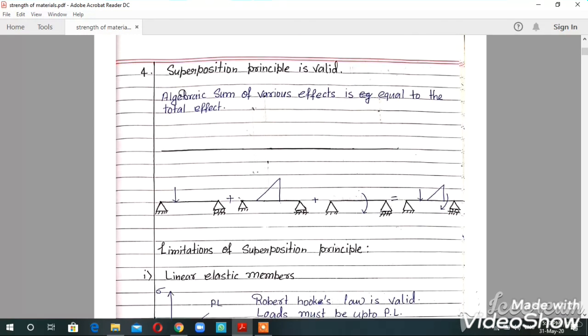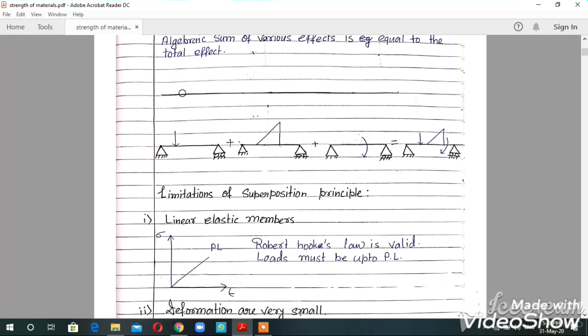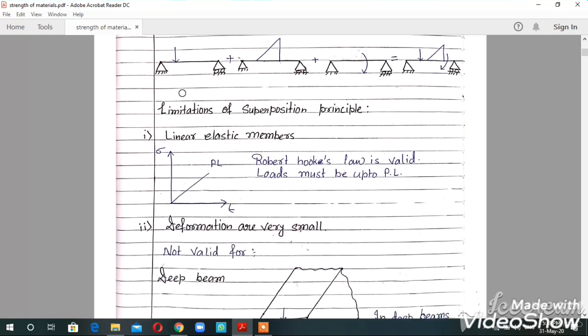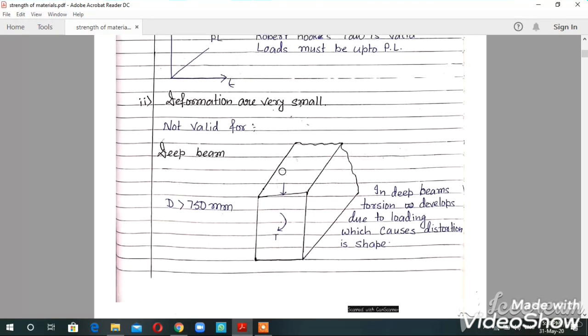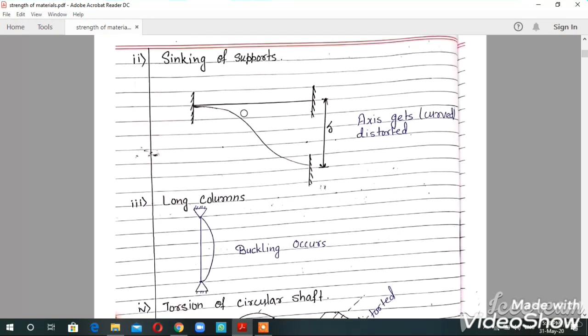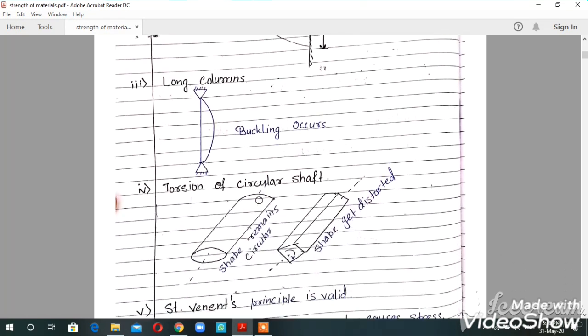And next come to the superposition principle. It is the algebraic sum of various effects equal to the total effect. Some limitations of the superposition principle: linear elastic material. This is a graph. Deformation is very small. Sinking of supports, long column, torsion of circular shaft.